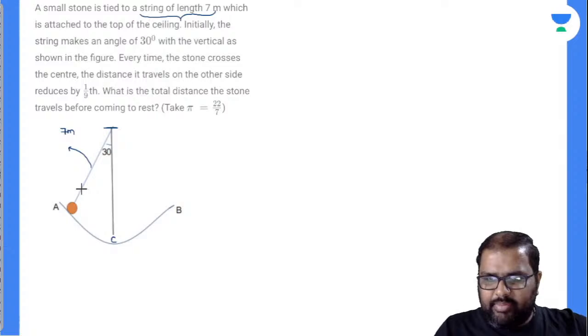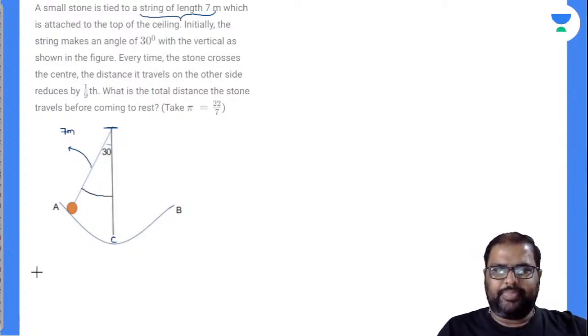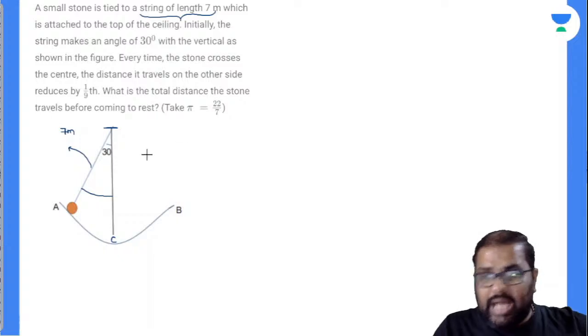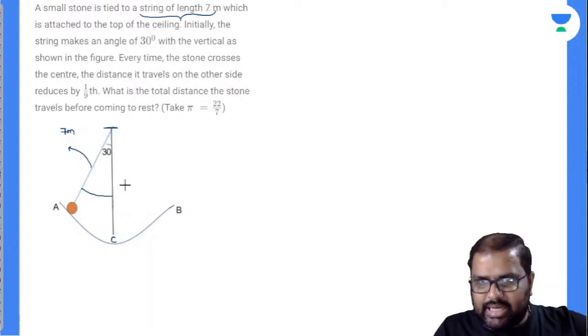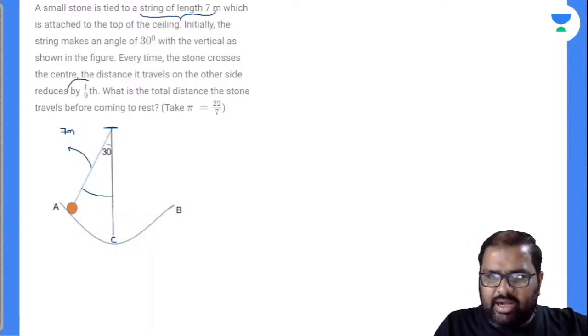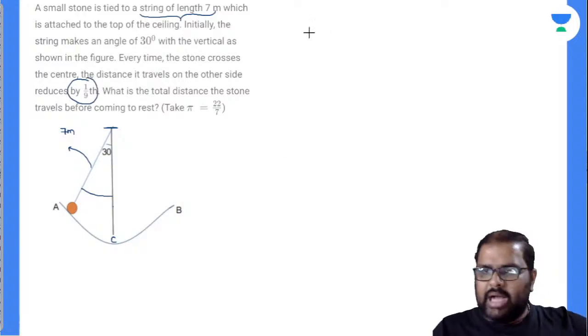Now see here, from A to C, it travels a distance. Now it passes through the center. Now the distance it travels on the other side reduces by 1/9. First of all, what is the distance traveled from A to C? I will find this out. What is the distance traveled from A to C?